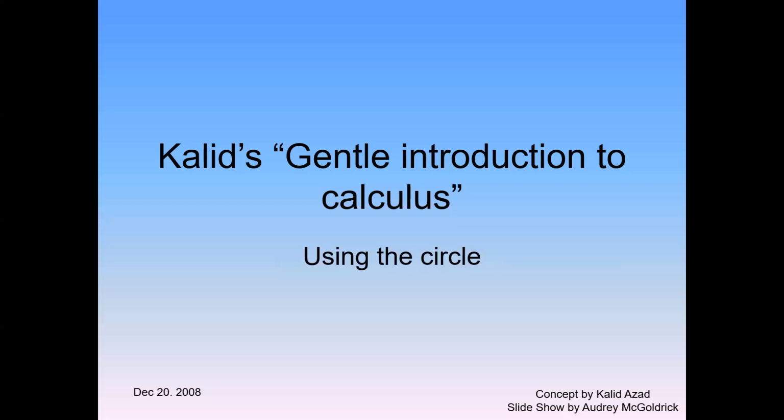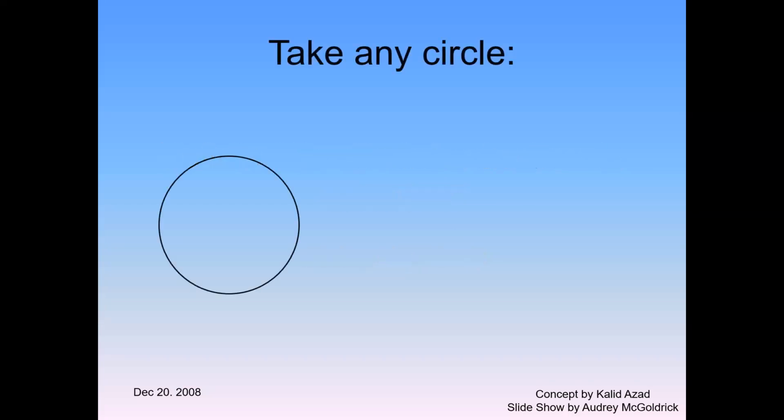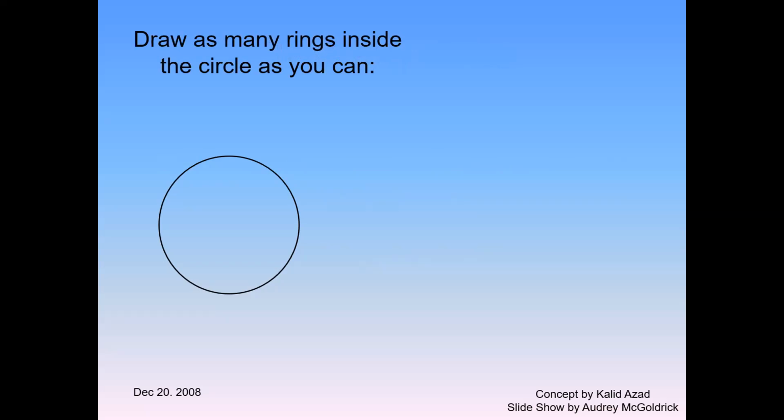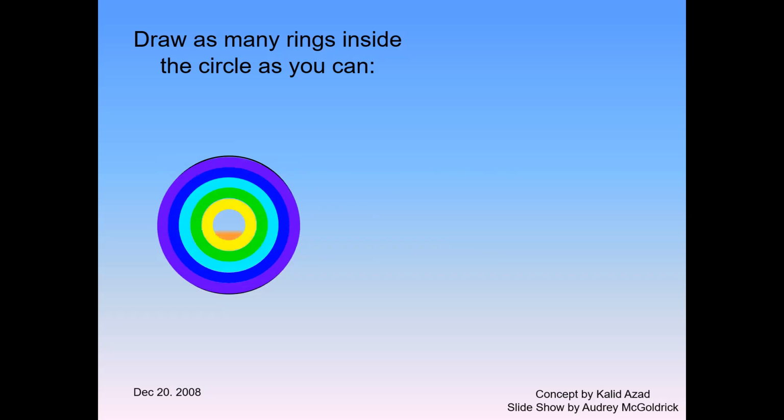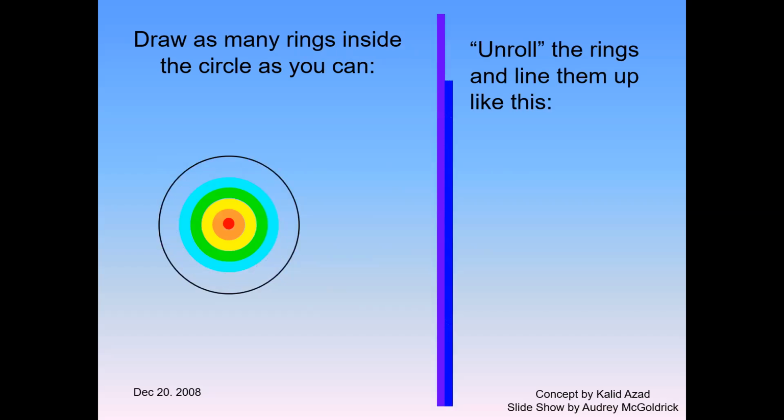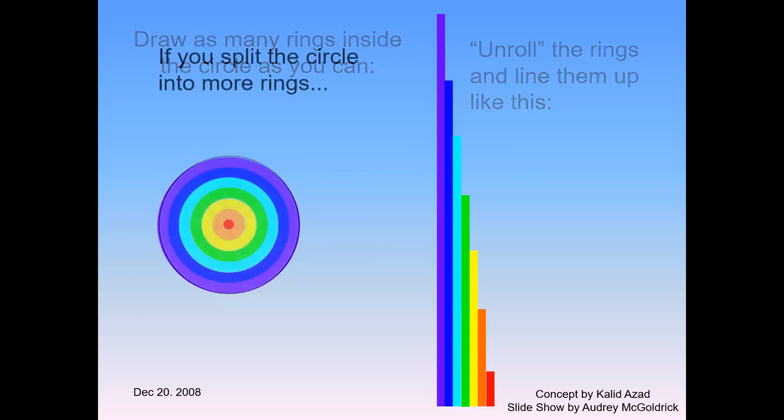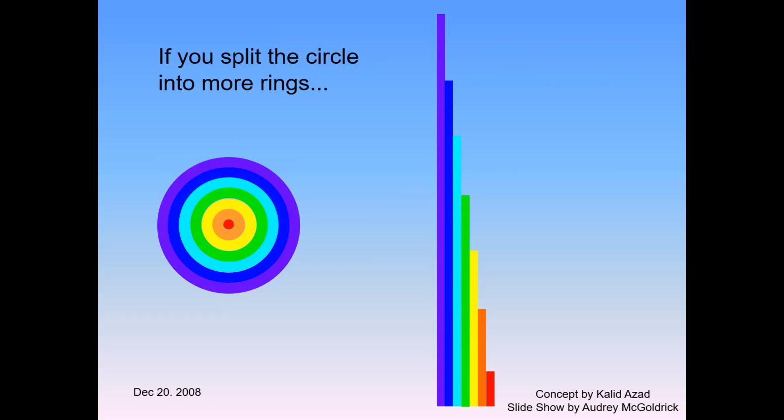Okay, so I took this from the internet, from Khalid Azad and Audrey McCormick. So you take any circle, you can draw as many rings inside the circle as you can. Many rings. So you can then unroll the rings one by one like this, then line them up from left to right, outermost to innermost. But you can always split the circle into more and more rings, and they will become skinnier and skinnier.